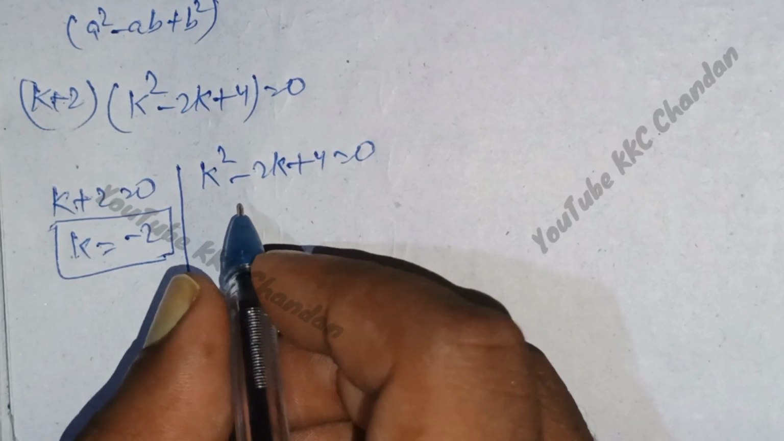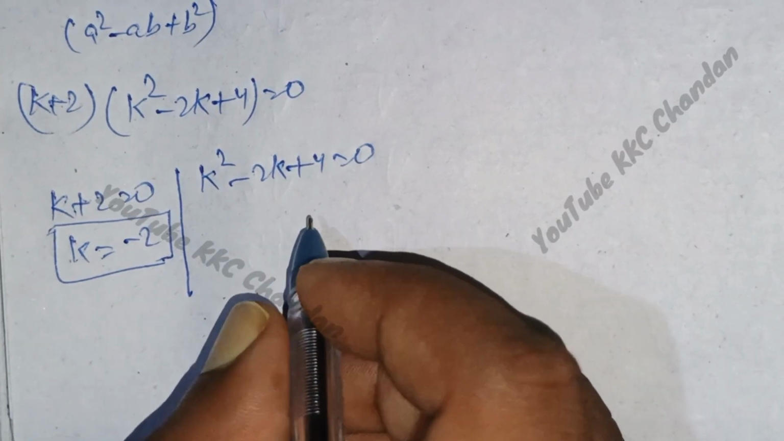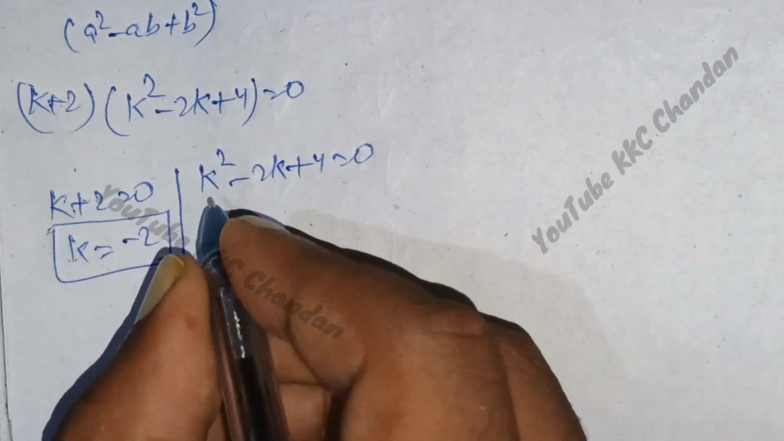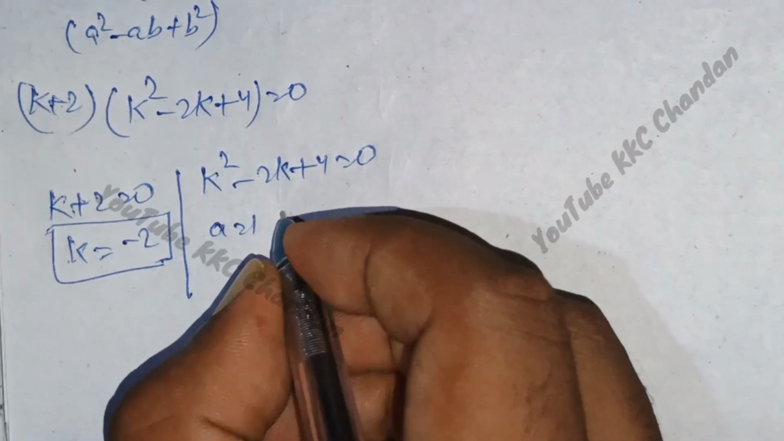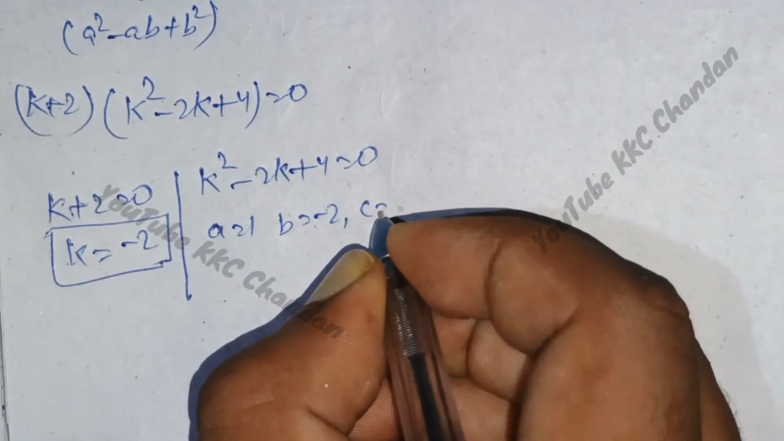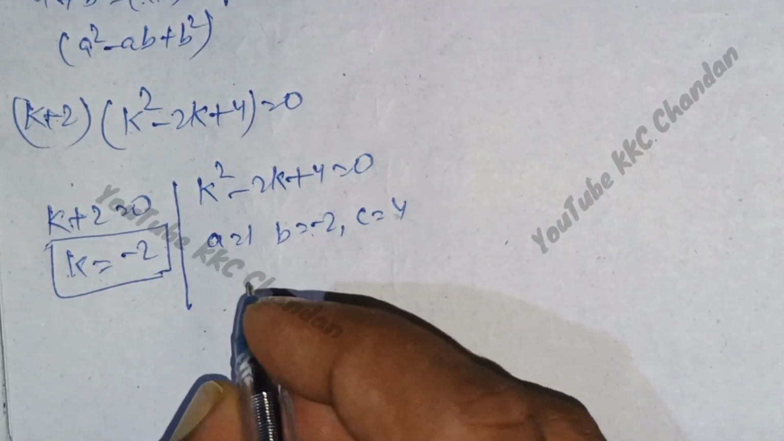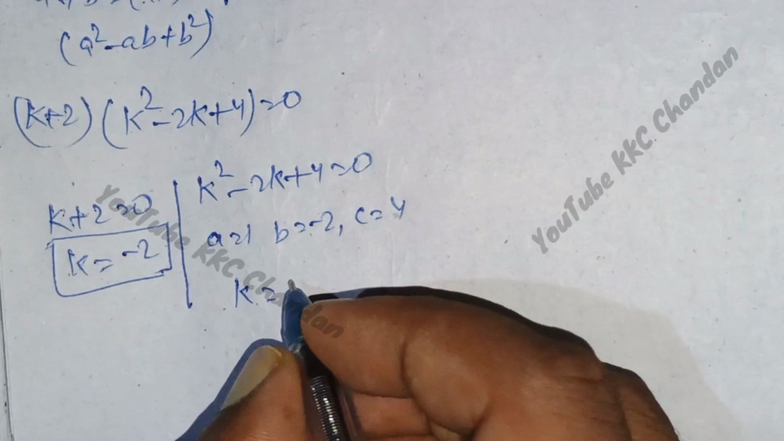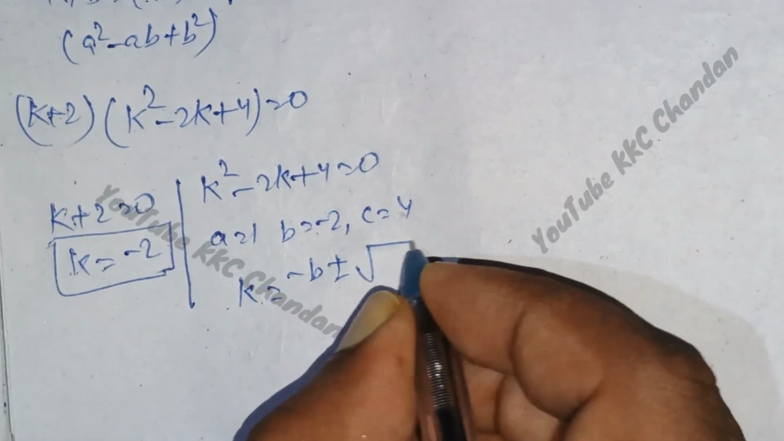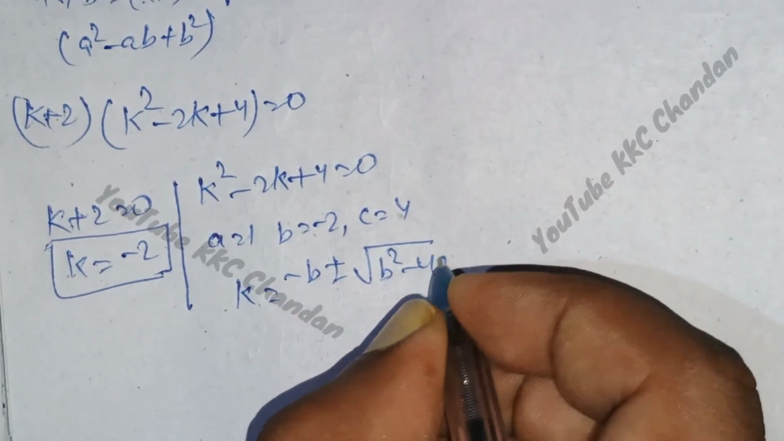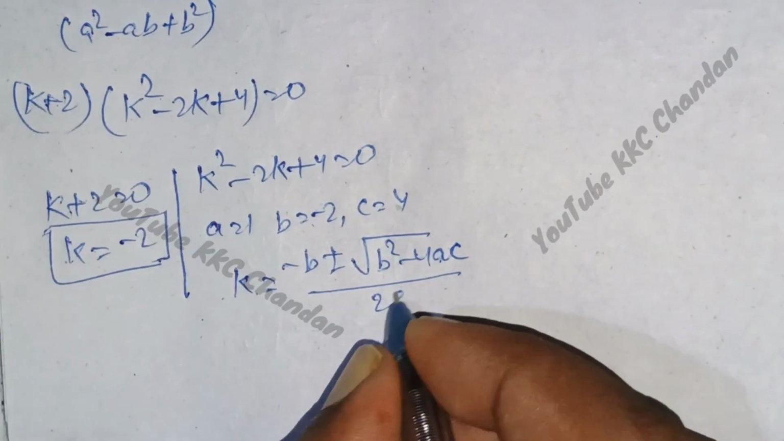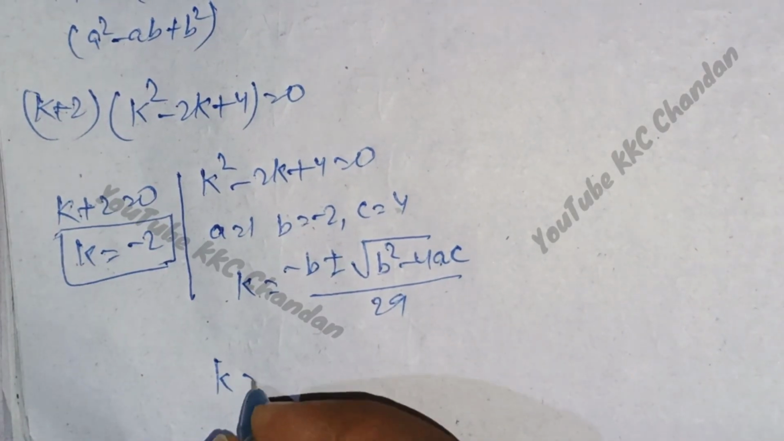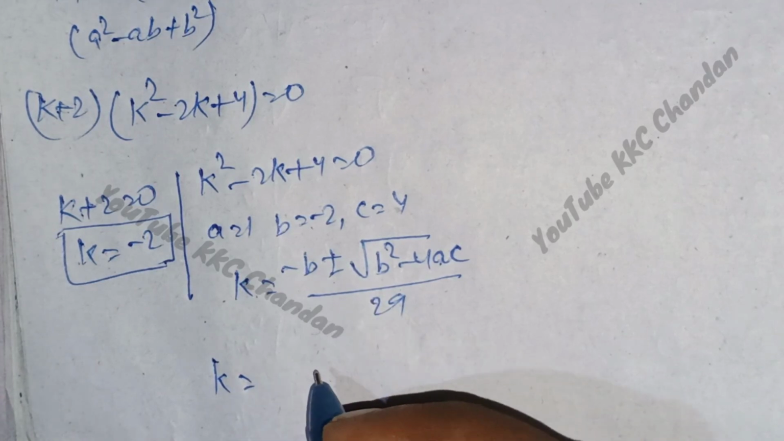In the next step, this is in the quadratic form, so here apply the quadratic formula. a is equal to 1, the coefficient of k square, b is equal to minus 2, c is equal to 4. So k is equal to minus b plus minus root under b square minus 4ac, divided by 2a. After the next step, k is equal to how much?